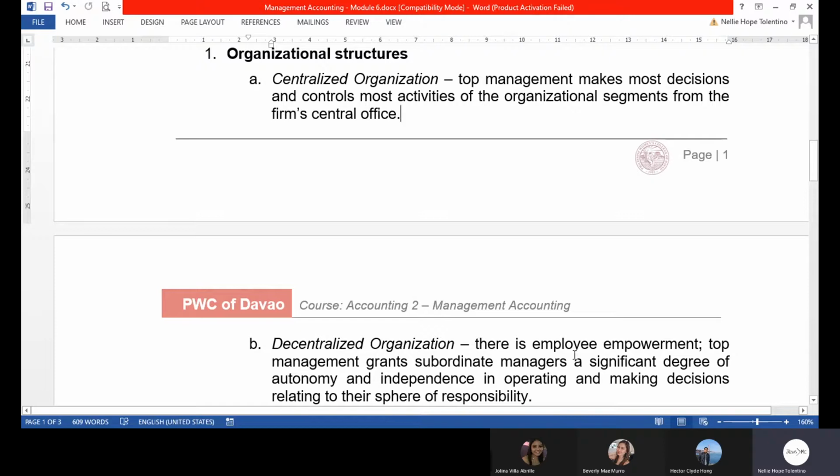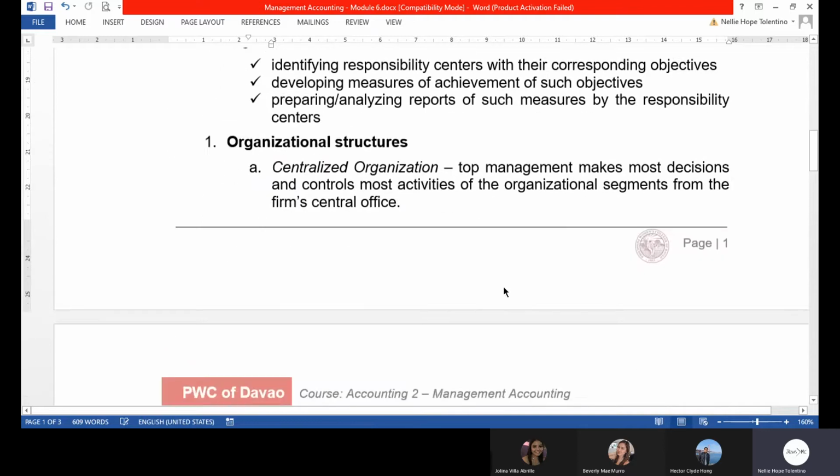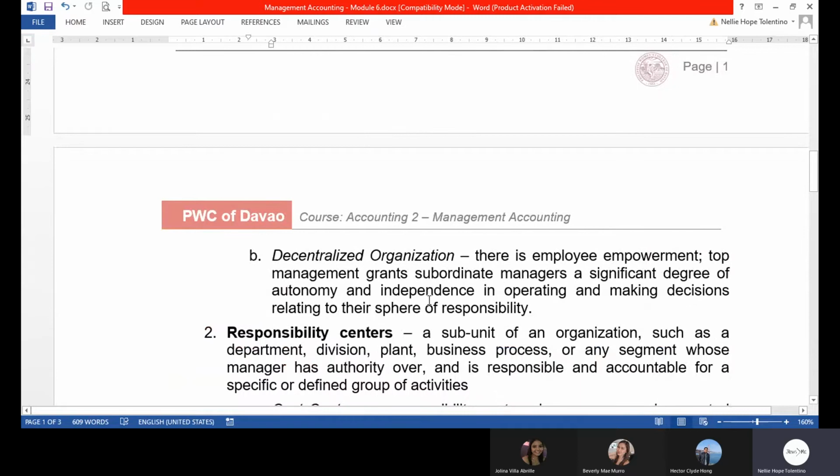So, kapag ganito, there is actually employee empowerment because yun nga, may level of responsibility, may level of authority yung subordinate manager. So, itong topics natin ngayon, mag-a-apply lang siya if the organizational structure is decentralized. This is not applicable for centralized organization. Yung mga responsibility centers na mention dito can only be achieved in a decentralized organization.